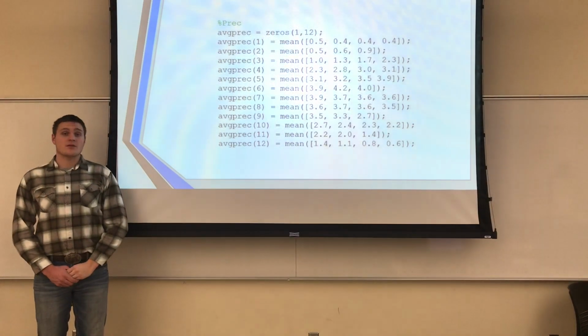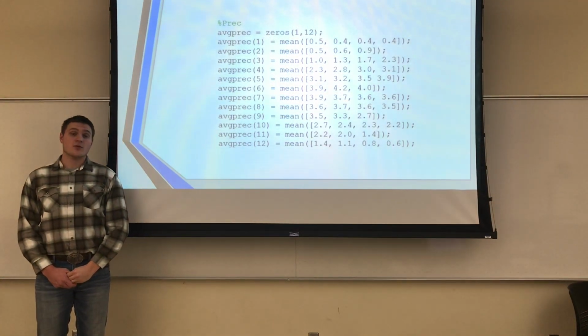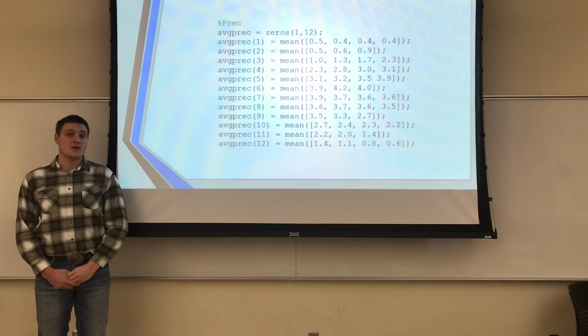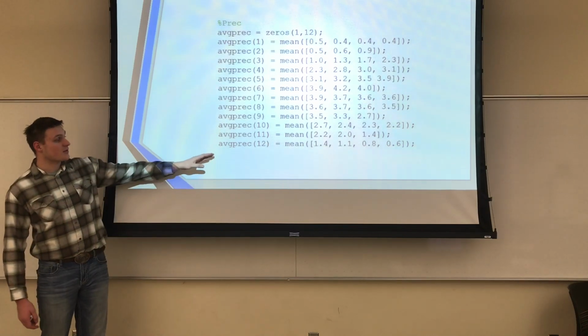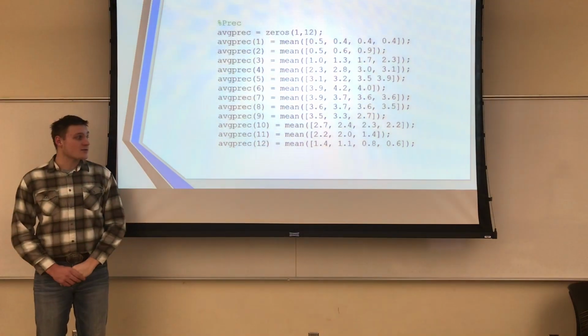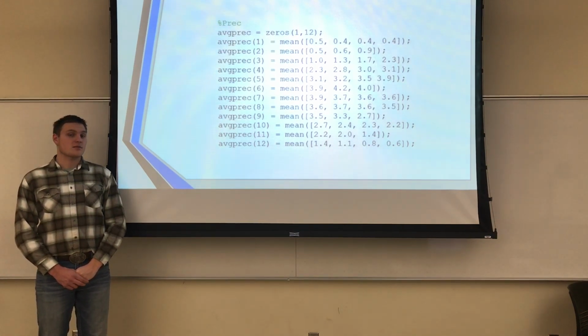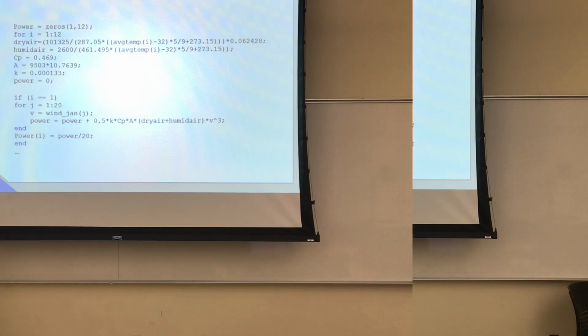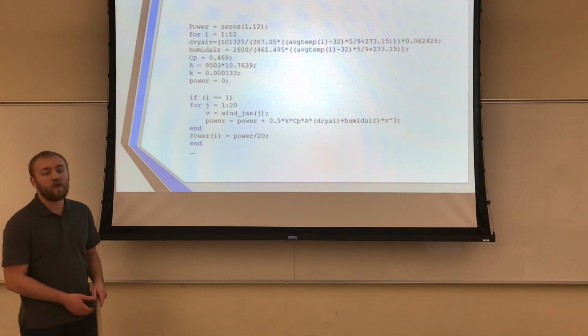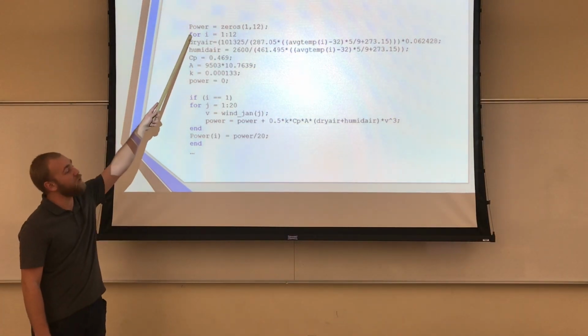We then found the precipitation for 4 random days throughout the month and put them into each array for the month. We then found the average of those 4 precipitations to get the average precipitation per month. And for this portion of the MATLAB code, we're calculating the output power of the wind turbines.